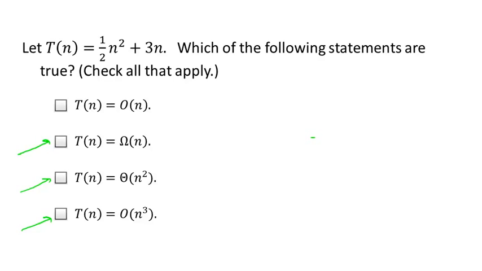For the same reason, big O of n cubed is not a very good upper bound, but it is a legitimate one. It is correct. The rate of growth of T of n is at most cubic. In fact, it's at most quadratic, but it is indeed at most cubic.